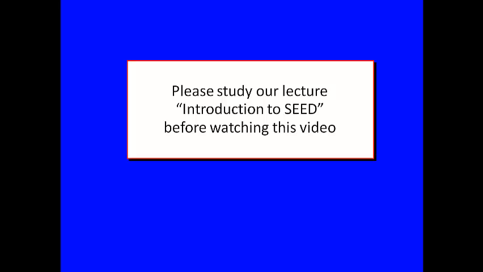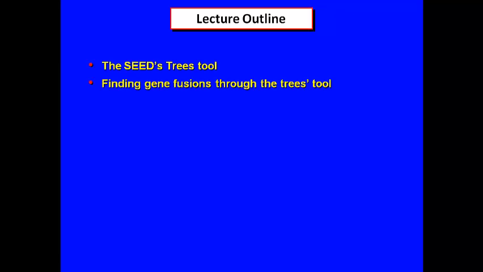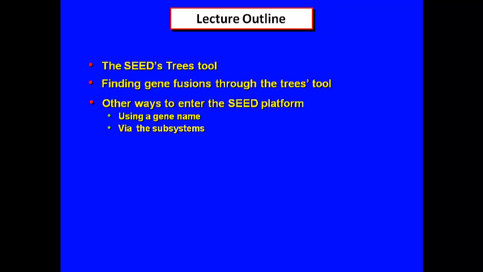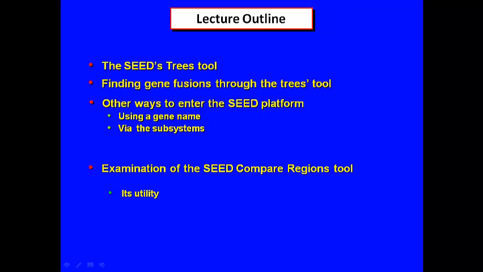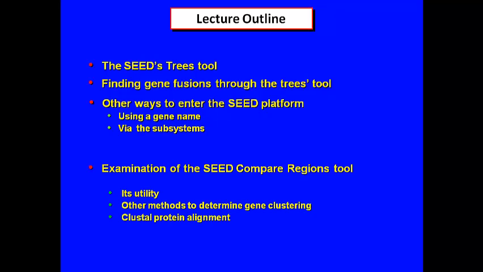We begin our 5th lecture by explaining the anatomy of the trees tool in seed and how to use this device to find gene fusions. Then, we give you instructions on how to enter the seed platform starting from a gene name or via the subsystems. We do a further examination of the Compare Regions tool and its utility, including other methods to determine gene clustering, doing clustal protein alignments, and getting neighbor joining trees.